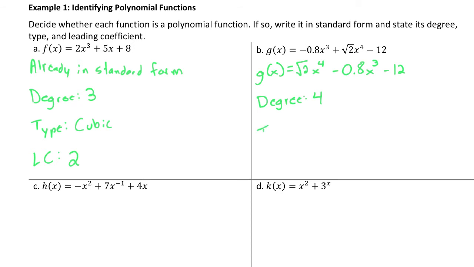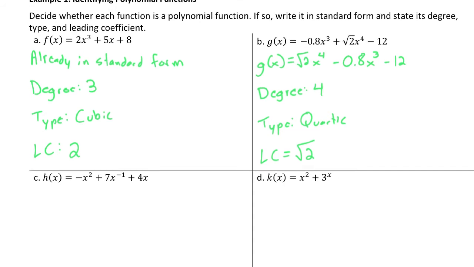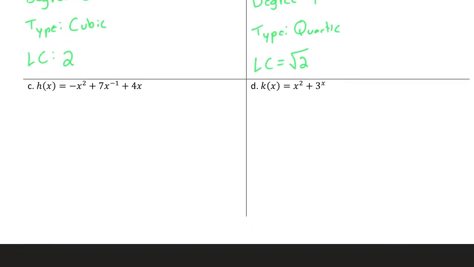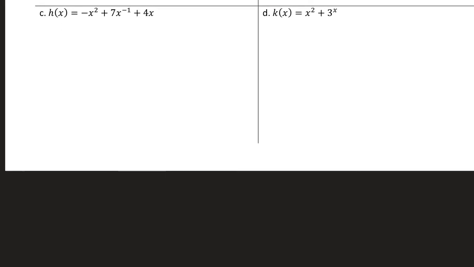The type, if you look at the table, isn't as important. This is quartic. That naming is not as important as knowing degree and leading coefficient. And then our leading coefficient is just the number times the variable on the first term. So our leading coefficient is square root 2. All right, moving on. If you want to pause the video and try these two on your own, feel free, okay?